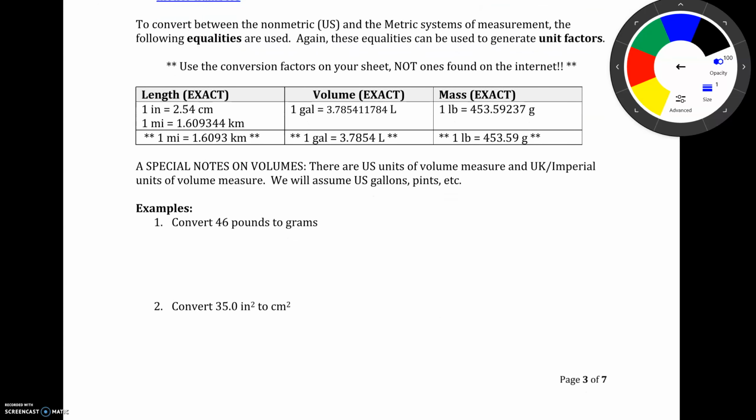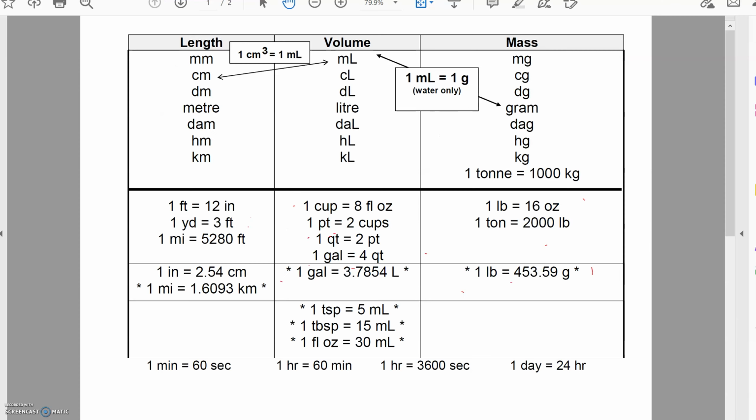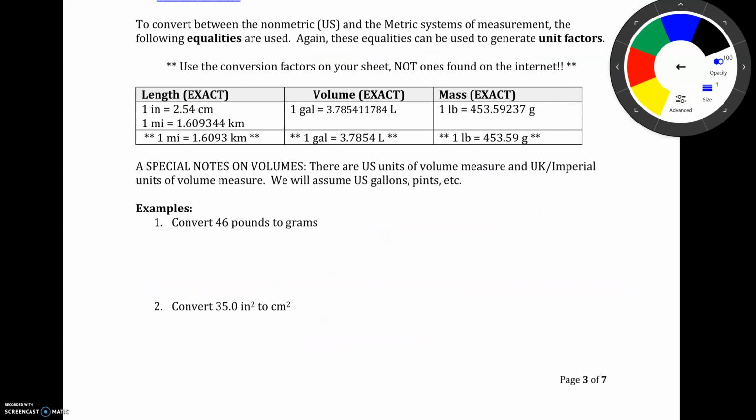Okay, so the only thing that's going to change in our examples between what we did before is what the conversion factors are that we're using. So we're now going to be down in this third row in our conversion sheet. In order to make this sheet not too extensive, we haven't included all of the different conversion factors between metric and non-metric systems. We want you practicing that unit factor method. And so this is essential. When you're doing your worksheets, when you're doing your tests, you must use the unit factors on your sheet and not ones found on the internet.